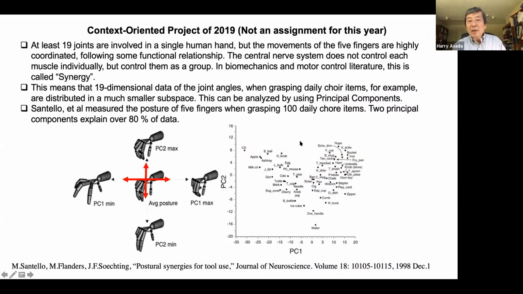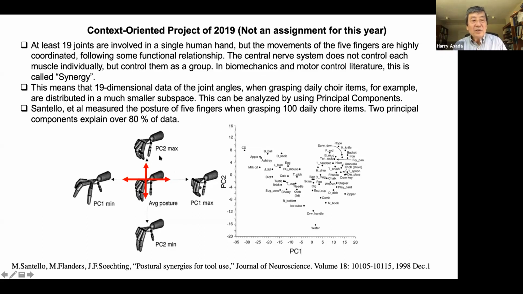Now, because quite a few students are working on biomechanics, human body motions and such, I'd like to discuss this. This was the context-oriented project topic of last year. Now we have a different topic this year. So let me use this as an example, okay?